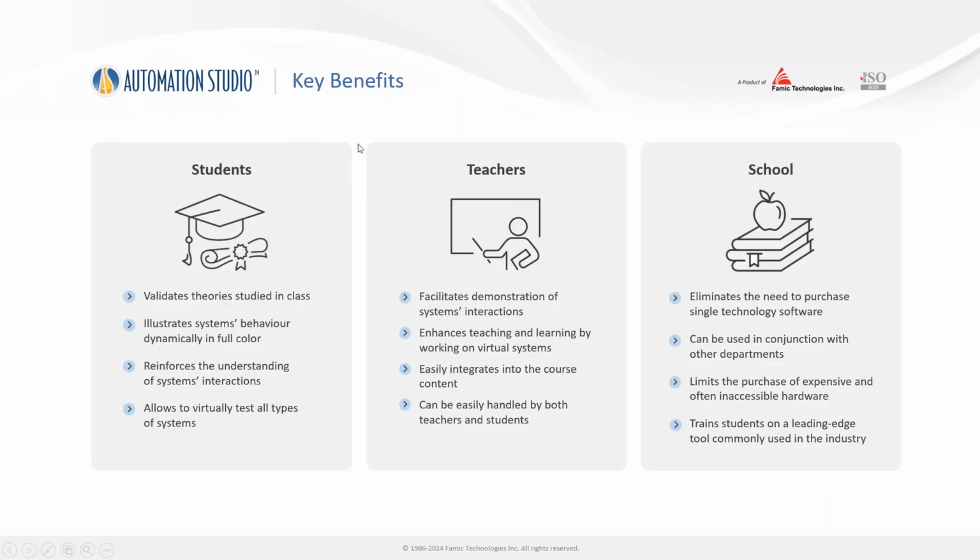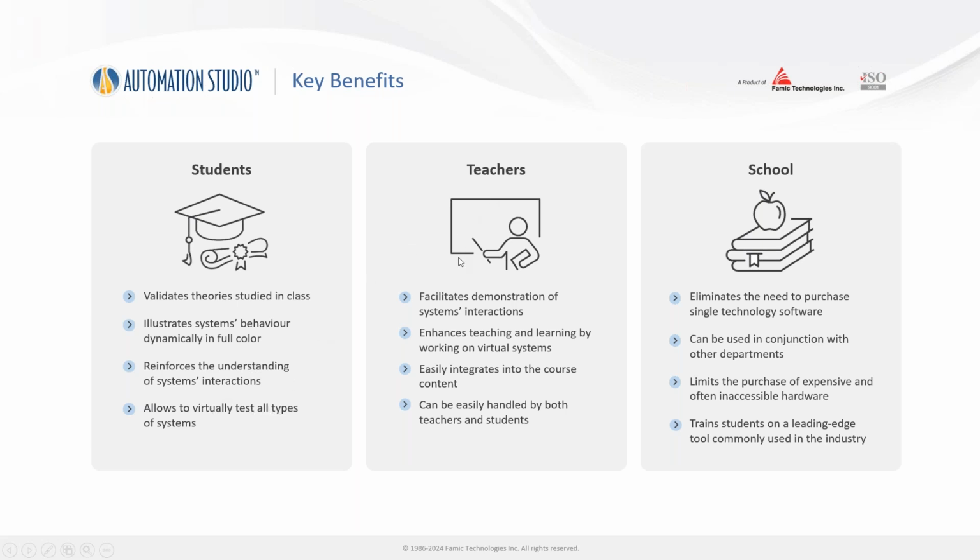So what are the key benefits? Key benefits are divided into 3 parts: for the students, teachers, and school. Students, what can they do? They can validate the theory studied in class. They can illustrate system behavior dynamically in full color. They can reinforce their understanding of system interaction. And they can virtually test all types of systems.